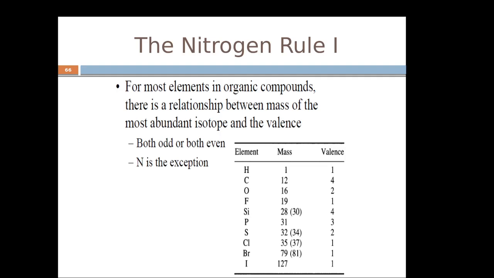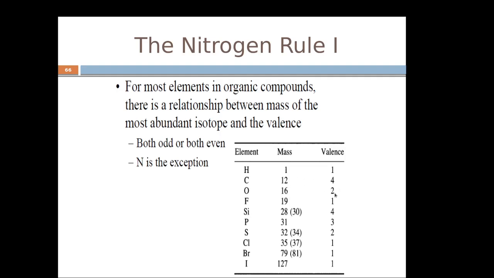For most of the elements that could be present in organic compounds, there is usually a relationship between the mass of the element, the mass of its most abundant isotope, and its valency. For example, odd mass elements will have a valency of odd value, whereas even mass elements usually have a valency of even value. Hydrogen has got an odd mass and odd valency. Carbon has got even mass and even valency. Oxygen has got even mass and even valency, and so on. So even mass, even valency; odd mass, odd valency.